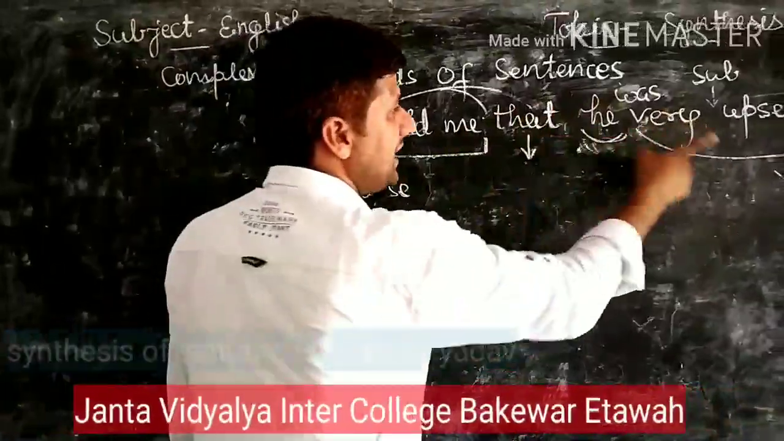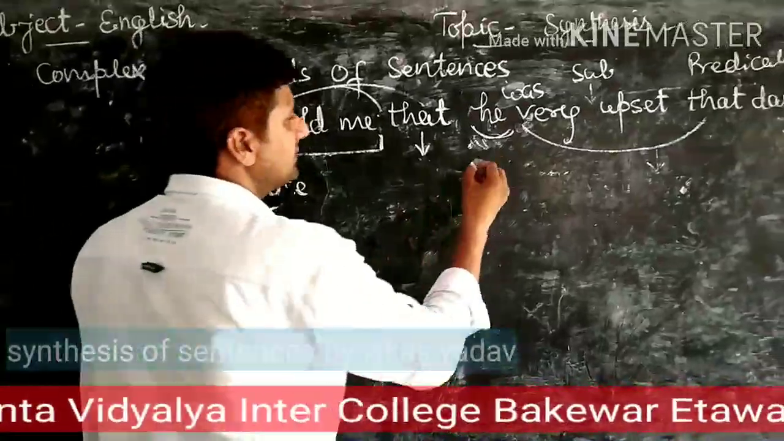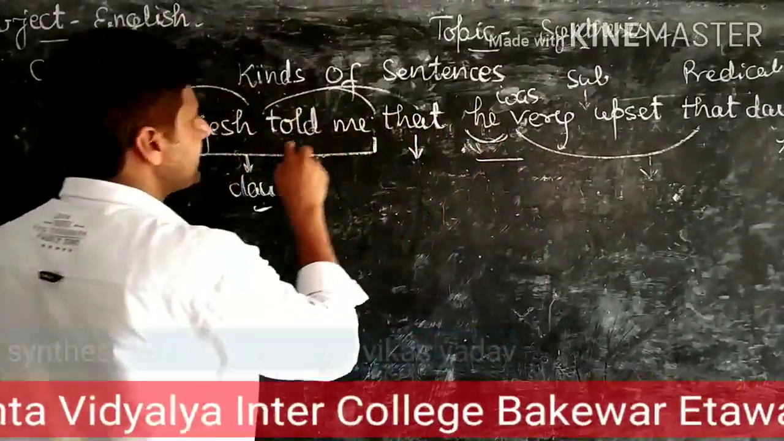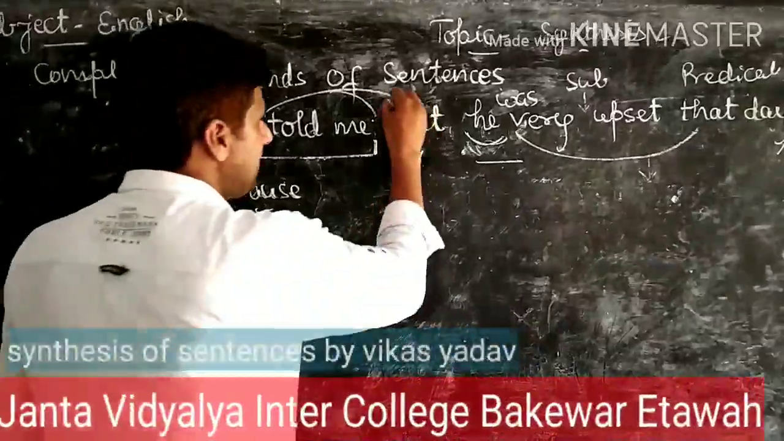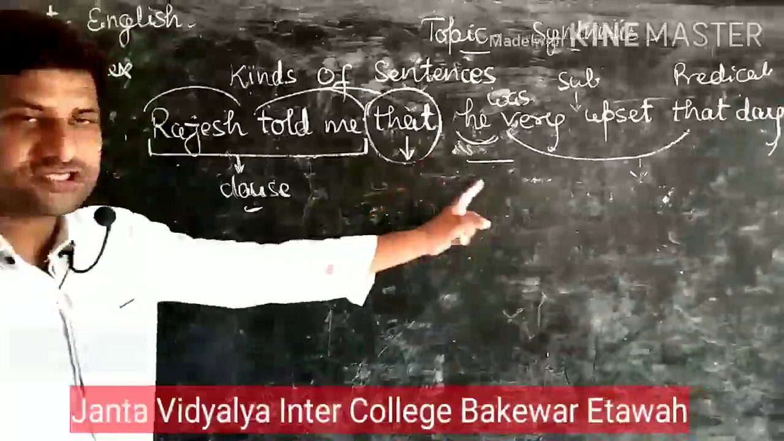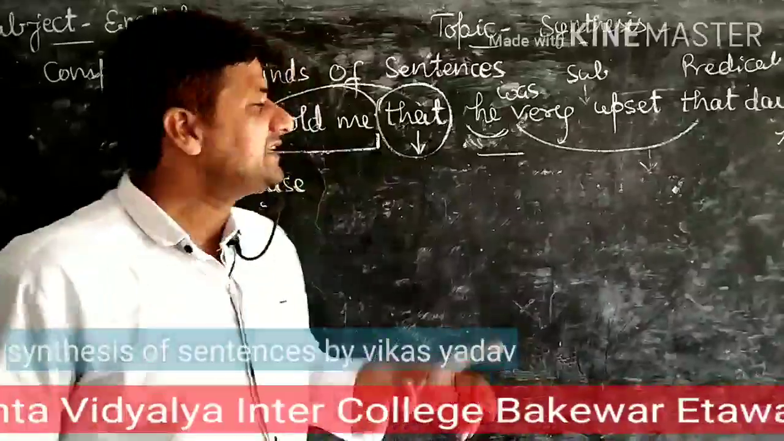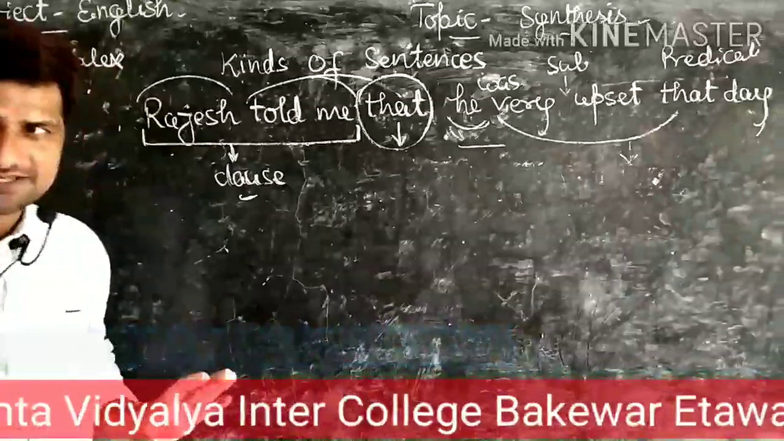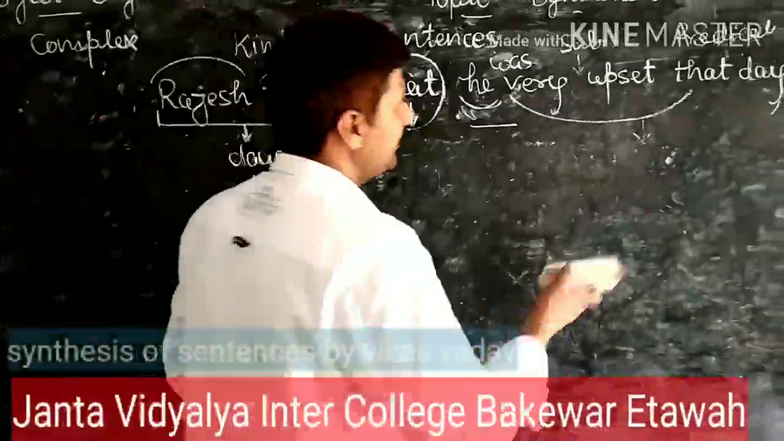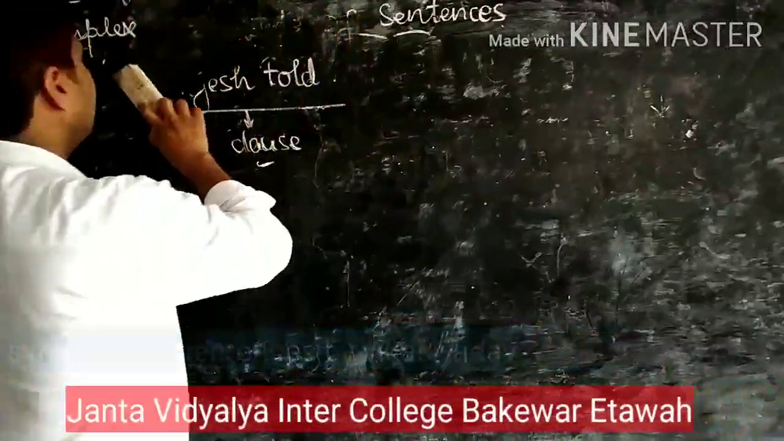One clause is here and another clause is here, and both the clauses, this subordinate clause, is being connected to the principal clause with the help of a subordinate conjunction. When two clauses are connected with the help of a subordinate conjunction, then we see that the sentence is complex. Okay? Is that clear? I think you can understand it easily.